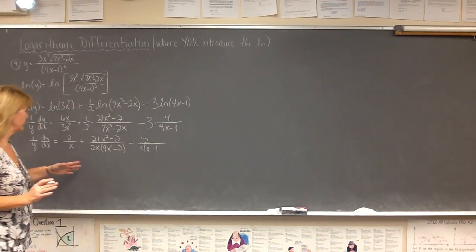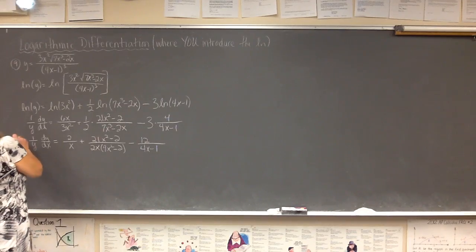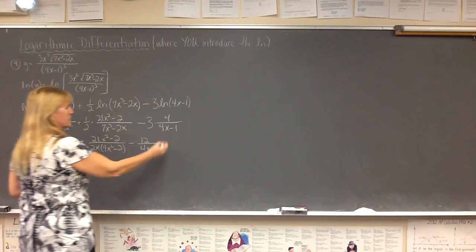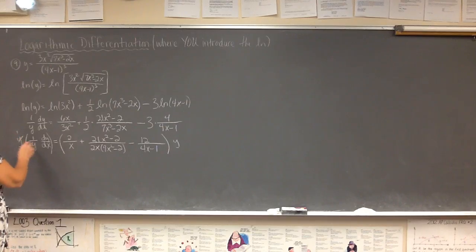I'm almost finished. I just need to get rid of this y right here. So what I'm going to do is I'm going to multiply the left side of the equation by y, and I'm going to multiply the right-hand side of the equation by y. This will divide off, and I'll just have dy dx.